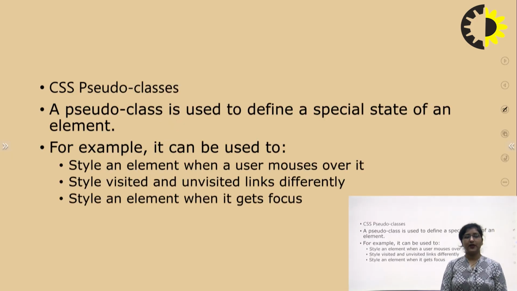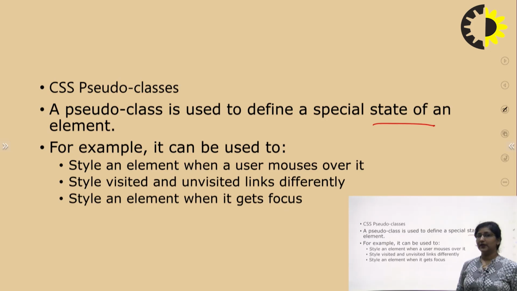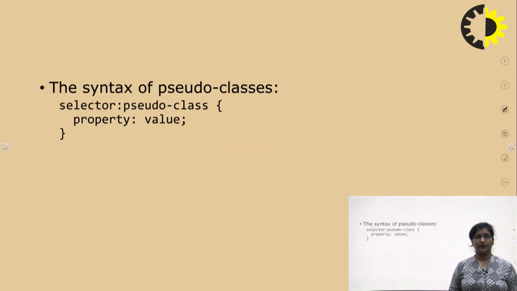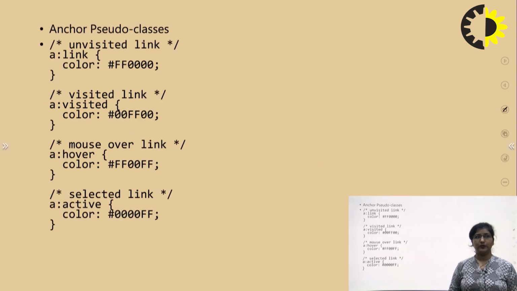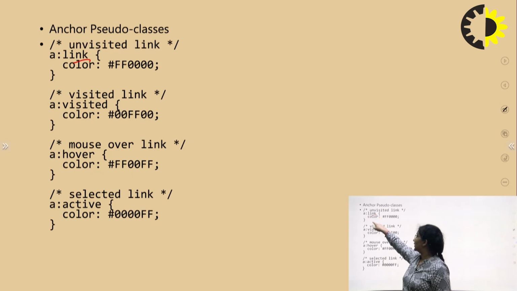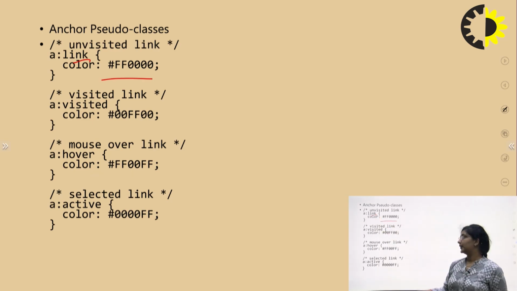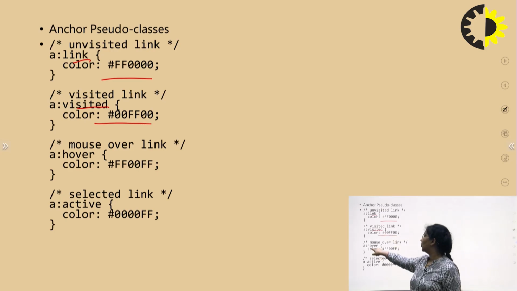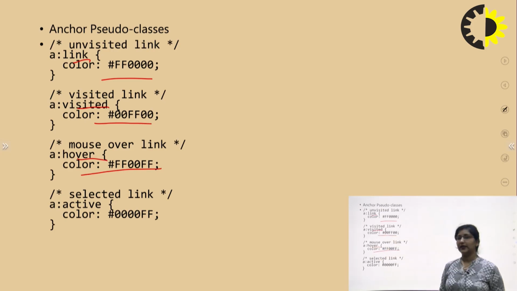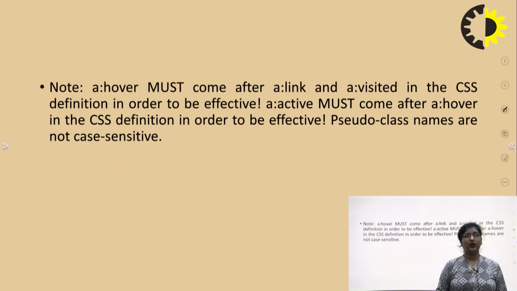Next is pseudo classes. A pseudo class is used to define a special state of an element. For example, it can style an element when a mouse goes over it, style visited and unvisited links, or style an element when it gets focus. So, the syntax is selector, pseudo class, then property and its value. Anchor pseudo classes: for an unvisited link, we can use link. This is a pseudo class, and color can be changed. For the visited link, visited, color can be changed. Hover, color can be changed, and active, color can be changed. So, these are the various pseudo classes.